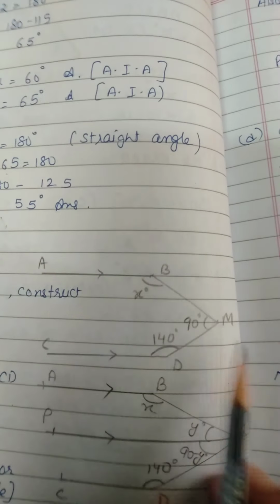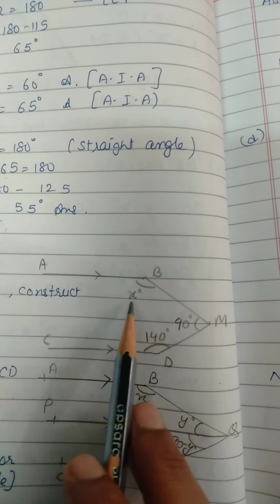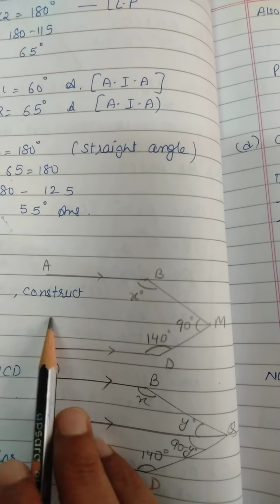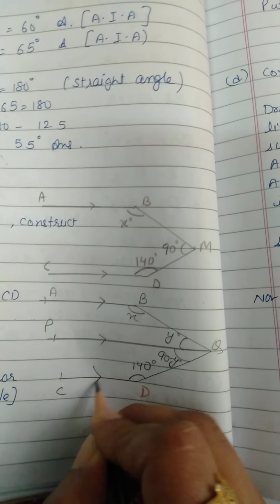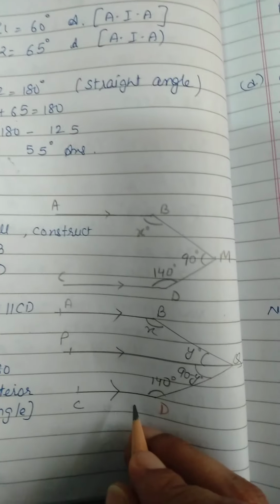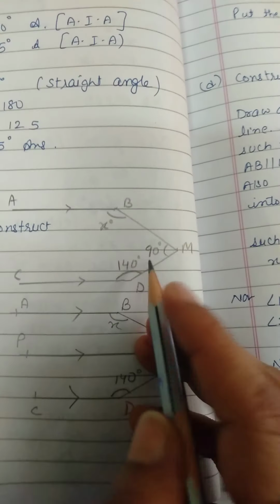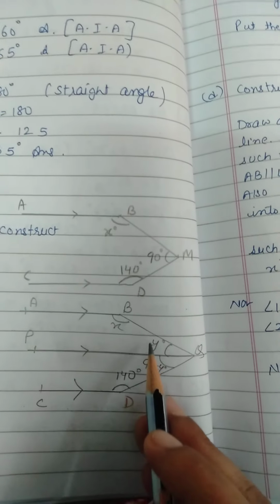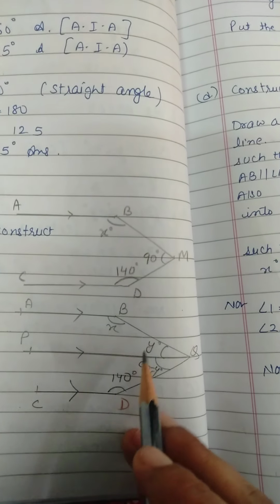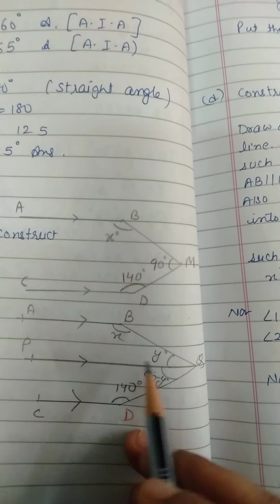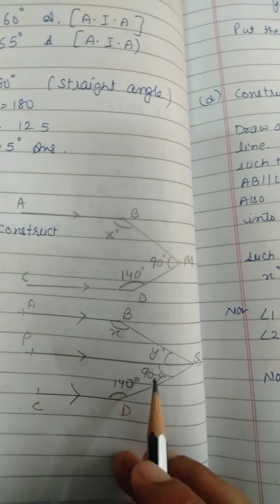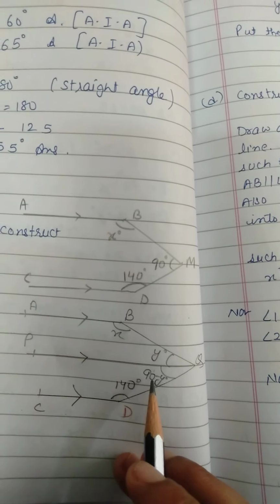Fine. In this question, we have to find the value of x. So what we are doing, we construct a line which is parallel to both AB and CD. So if it is 90, it divides into two parts. Two parts doesn't mean they are equal parts. Okay. Fine. So it means if one part is y, another part is 90 minus y.